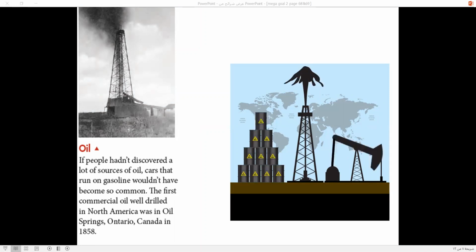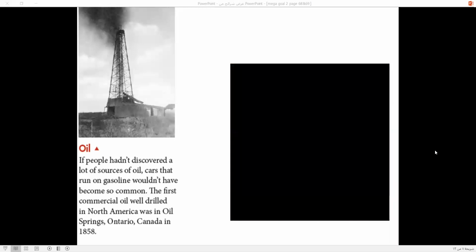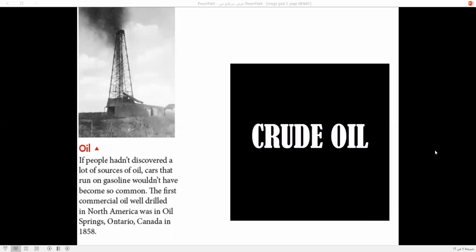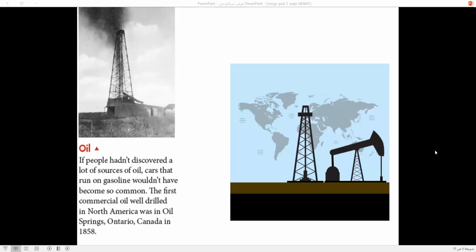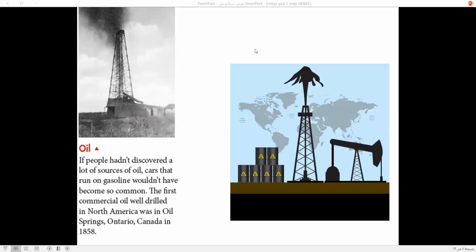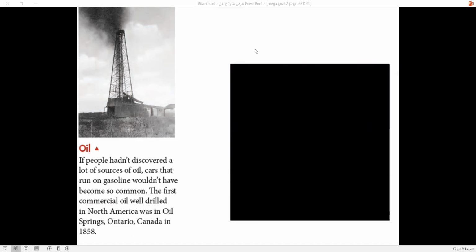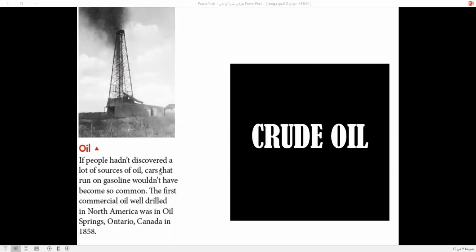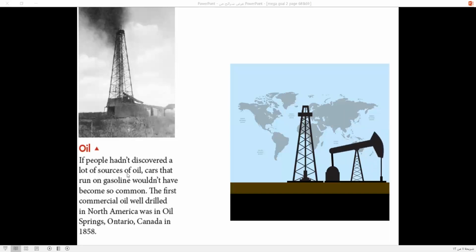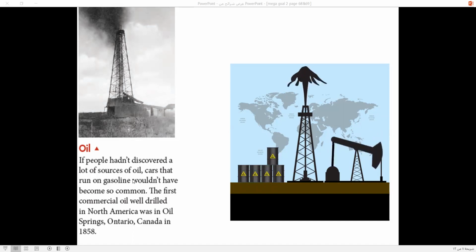Okay, this third thing is very important for the whole world, which is oil. What do we mean when we say oil here? Do you mean the oil that we use with food? No. Yes, of course, we mean petroleum. So they said that if they didn't discover oil, then we wouldn't have gas or gasoline. Then the cars, the planes, all of them, wouldn't work.